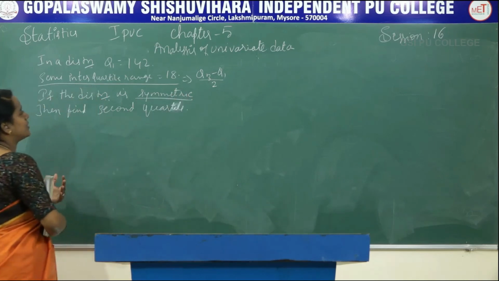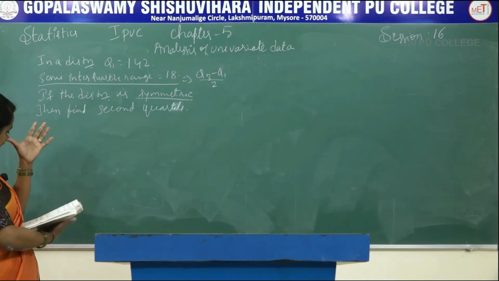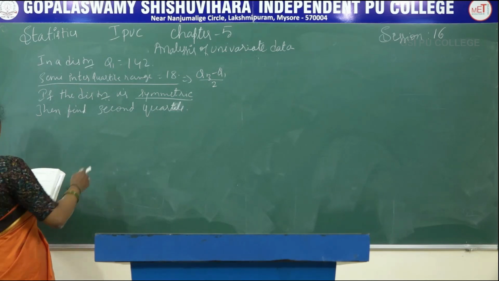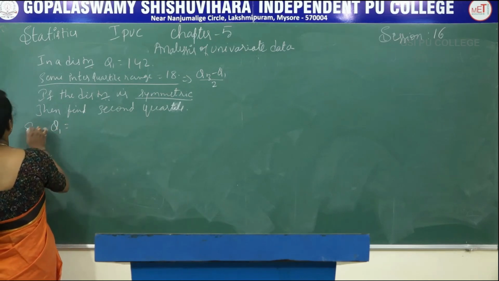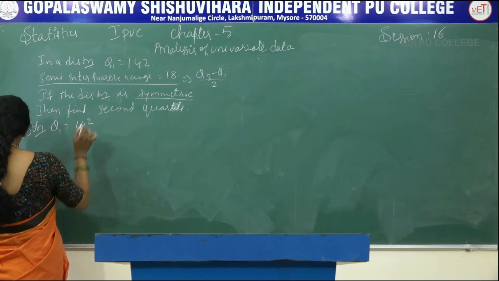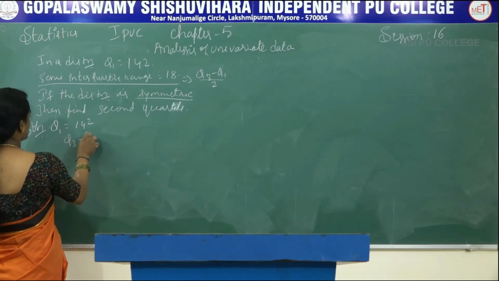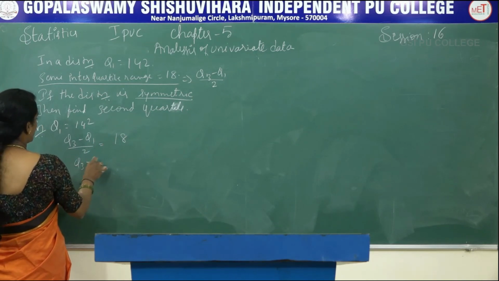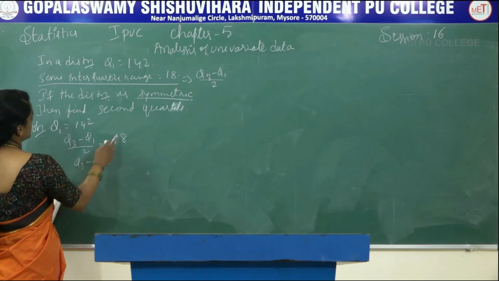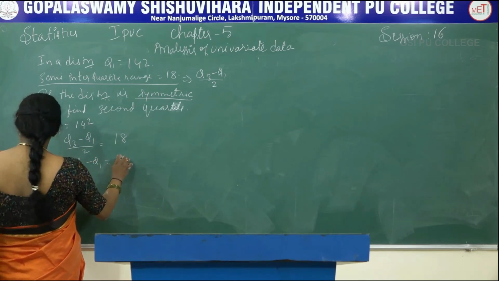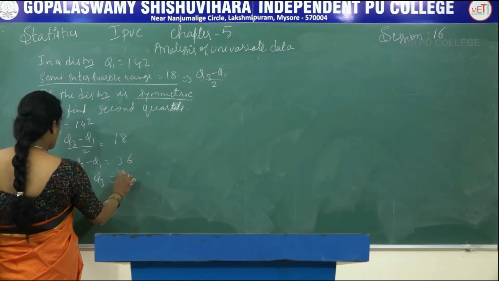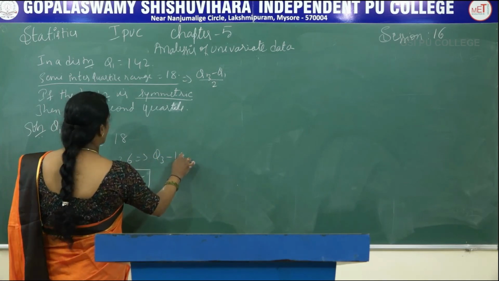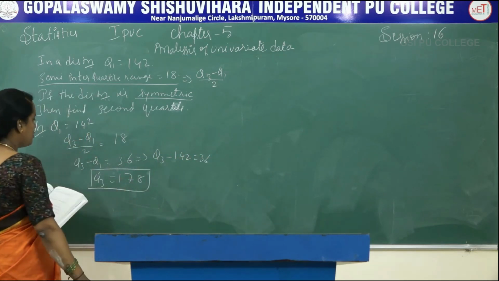Since the distribution is symmetric, it will be equidistant, so we can write it easily, and we have to find the second quartile. First, here they have given Q1 is equal to 142, and (Q3 minus Q1) by 2 is equal to 18. So Q3 minus Q1 is equal to 36. This implies Q3 minus 142 is equal to 36. So Q3 is equal to 178.